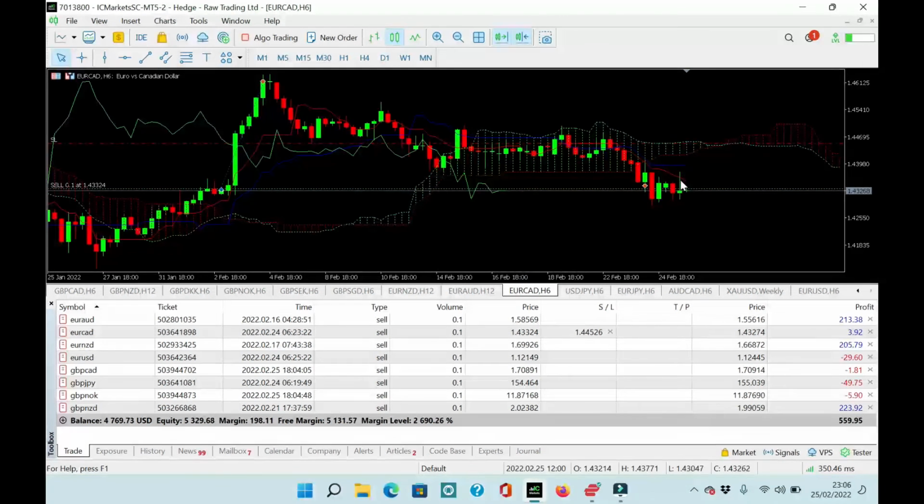So basically this one, I'm still waiting for this one. Euro against Canadian dollar. It seems like the price is sideways in the sell position. We're just waiting. Maybe next week there will be some movement. So basically, I closed two positions and I opened another two new positions.